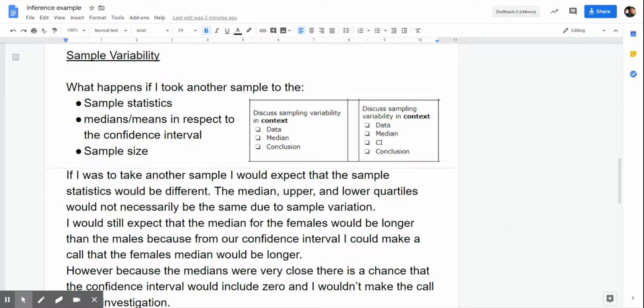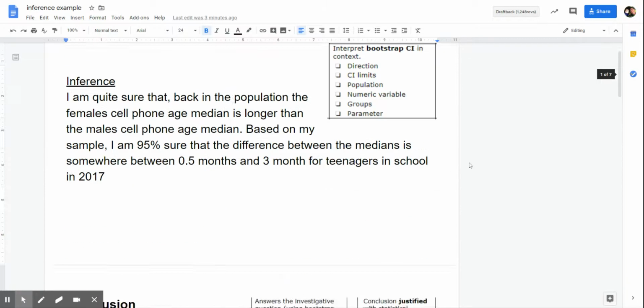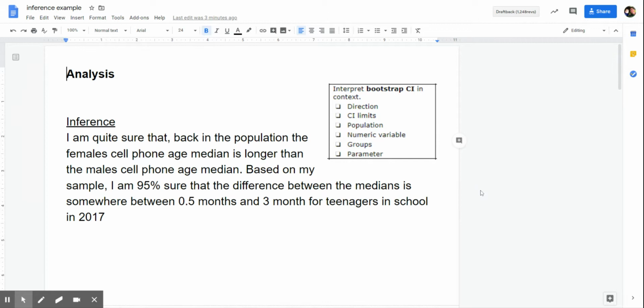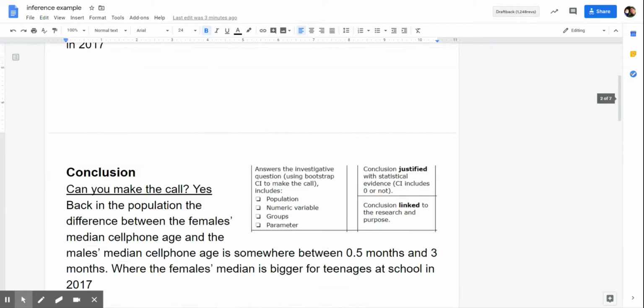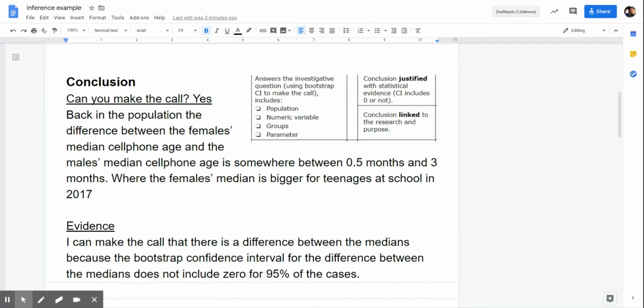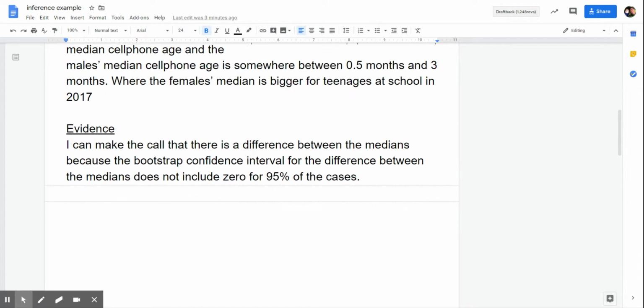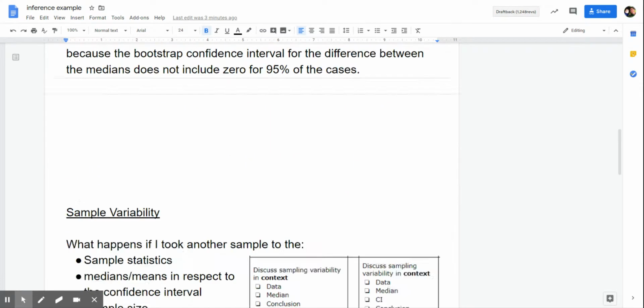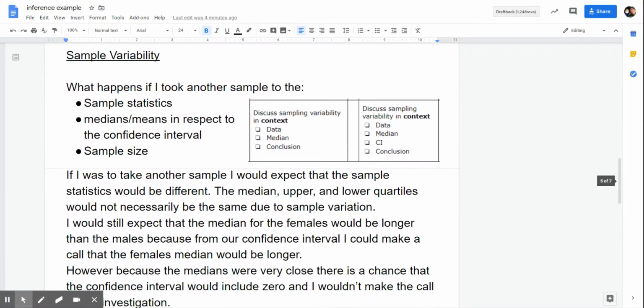No, this is going to be a continuation of the stuff we did before. So we're doing inferences, where we're talking about the inference for a formal inference. We talked about the conclusion, which is close to the same as the inference. Talked about the evidence briefly. Now we're going to talk about sample variability.